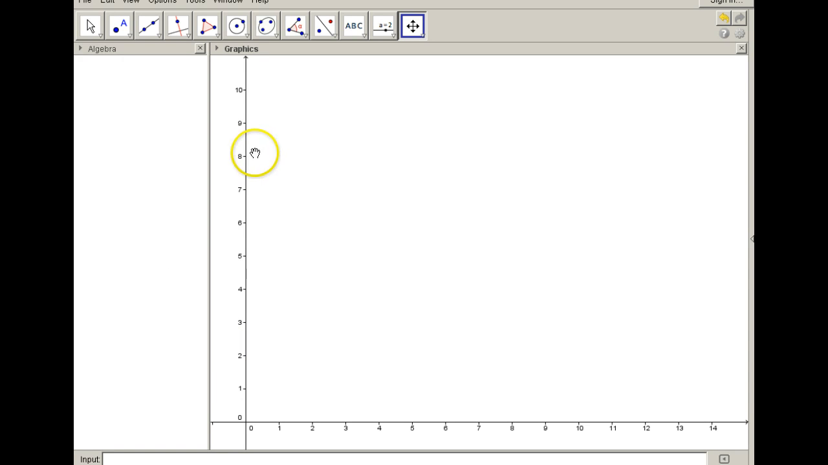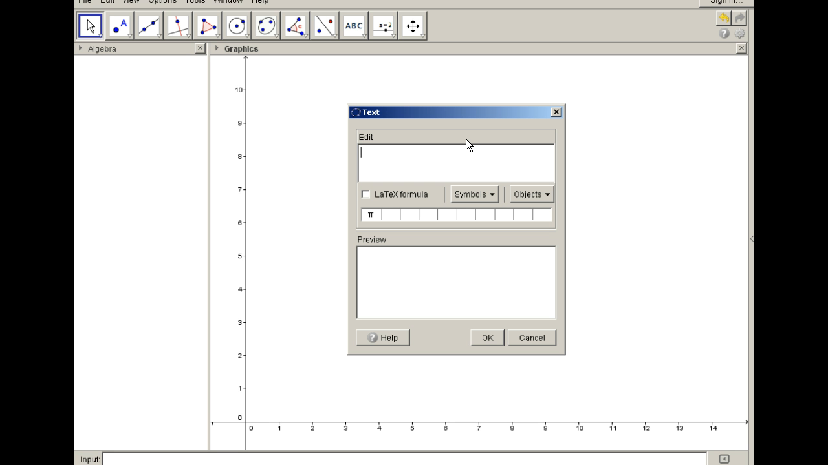Okay, so we're supposed to derive the formula for the area of a circle. So let me maybe just start by giving you that formula. So this is what we're supposed to come up with. We're supposed to be able to say, okay, here we go. Got the computer moving really slow on me here.